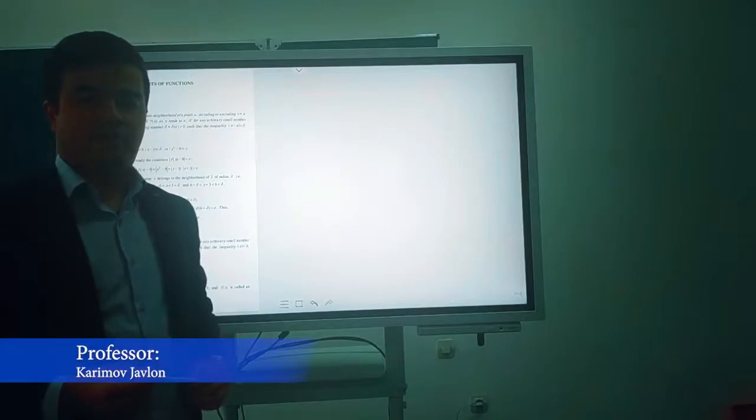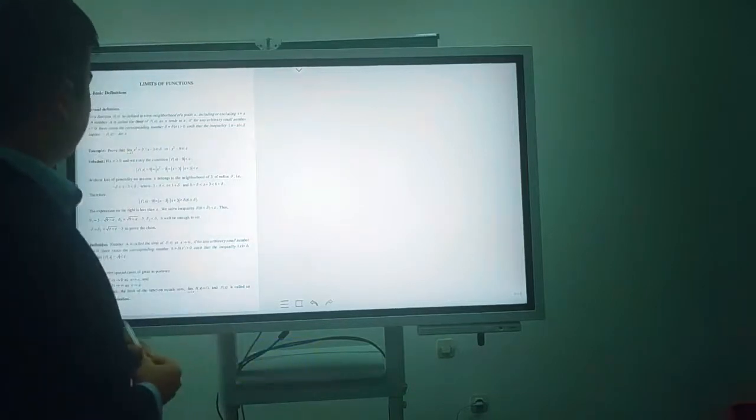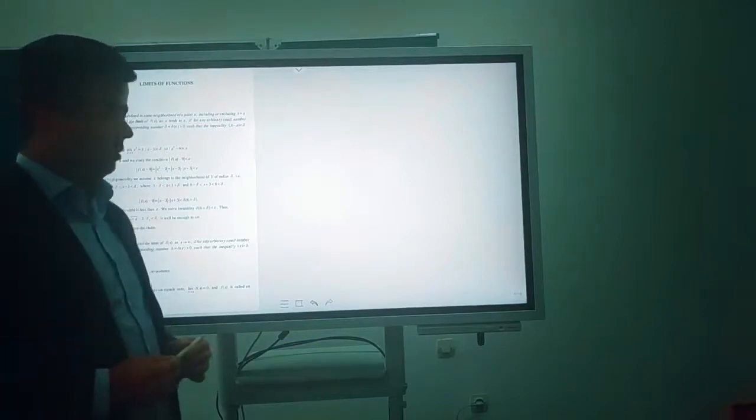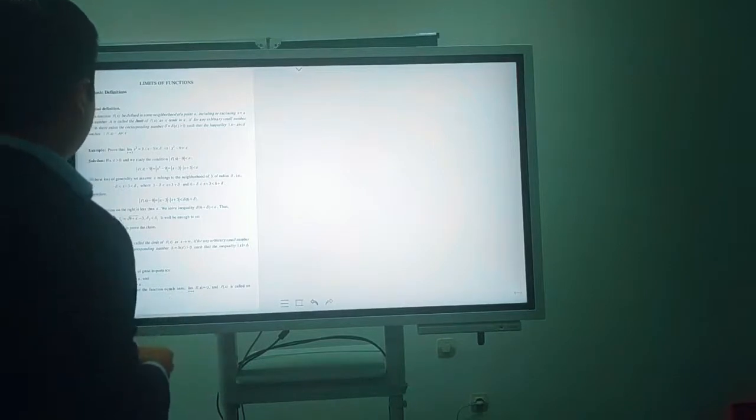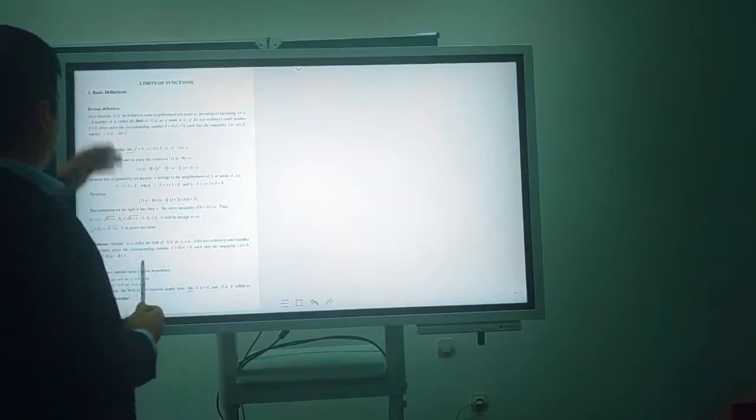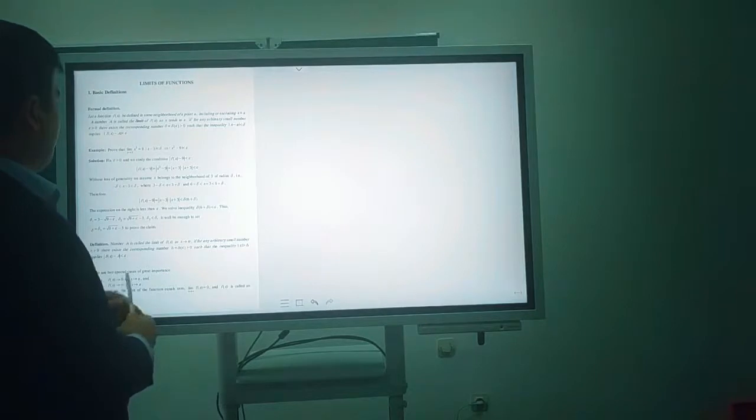Dear students, let's continue our practice on Mathematical Analysis 1. So, the next topic is limits of functions. Let's begin with the definition of limits of functions. Here we have the formal definition with epsilon and delta.